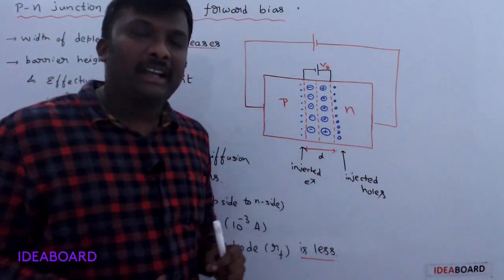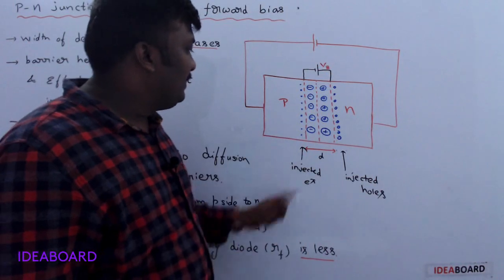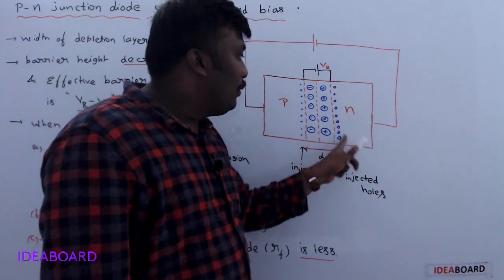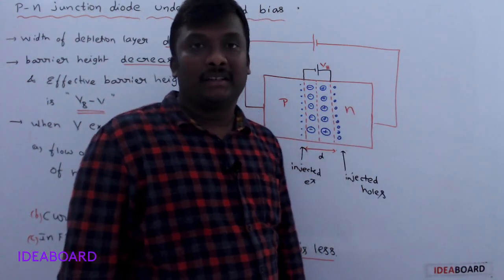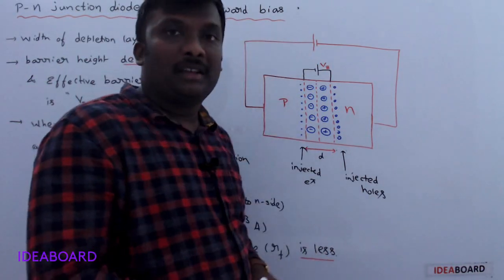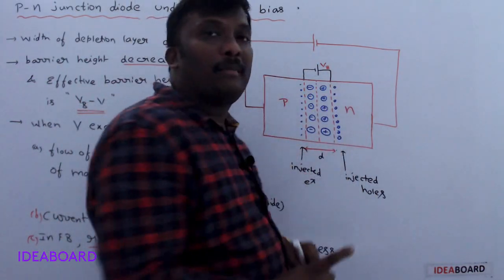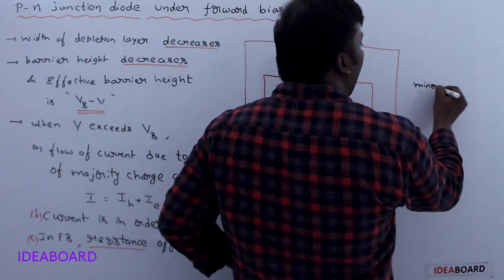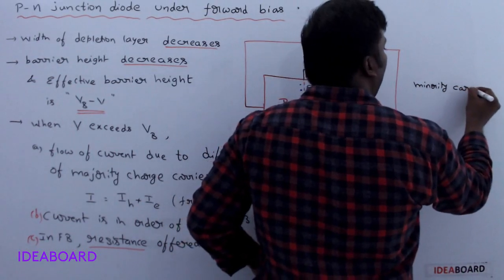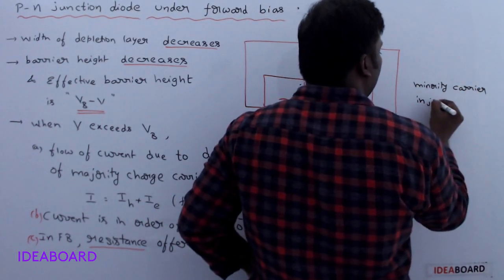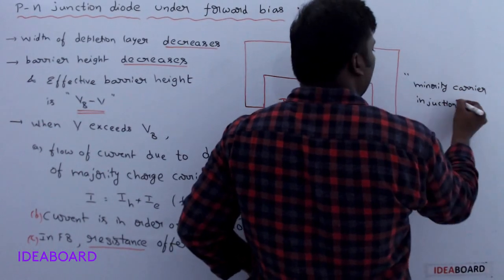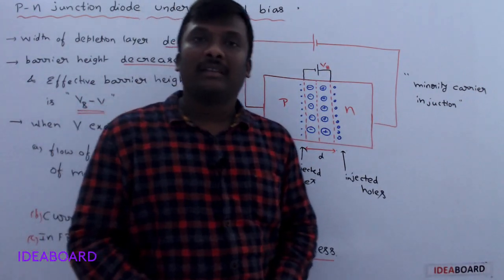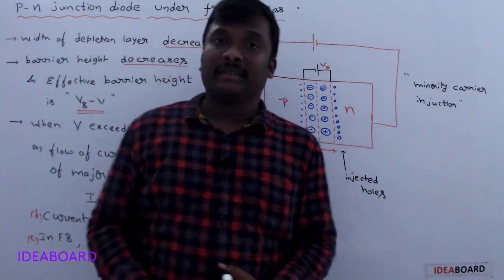Okay, a small point, keep in mind. In the P side, electrons are minority charge carriers and in the N side, holes are the minority carriers. So what happens due to the forward bias? The minority charge carrier number increases. This method is called minority carrier injection. Okay, this is about forward bias.